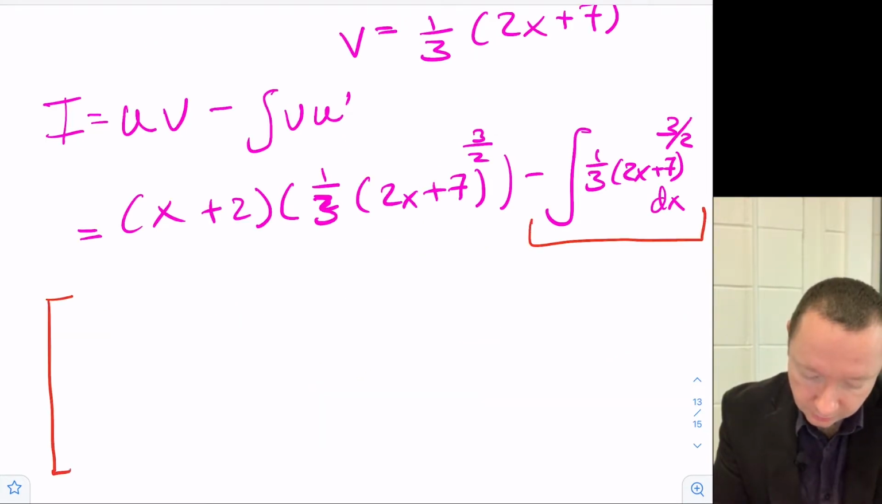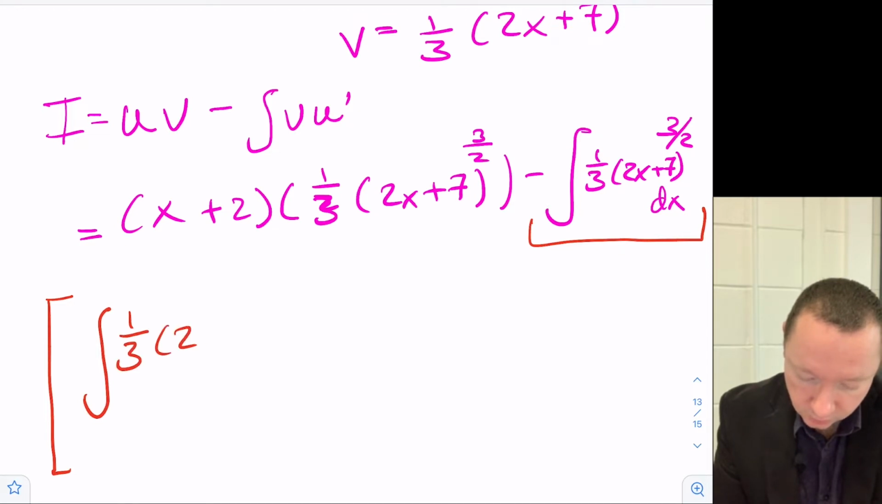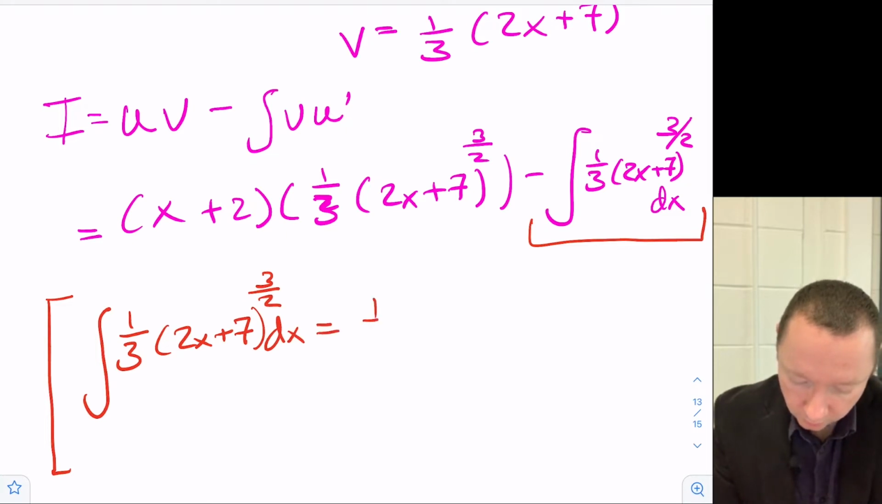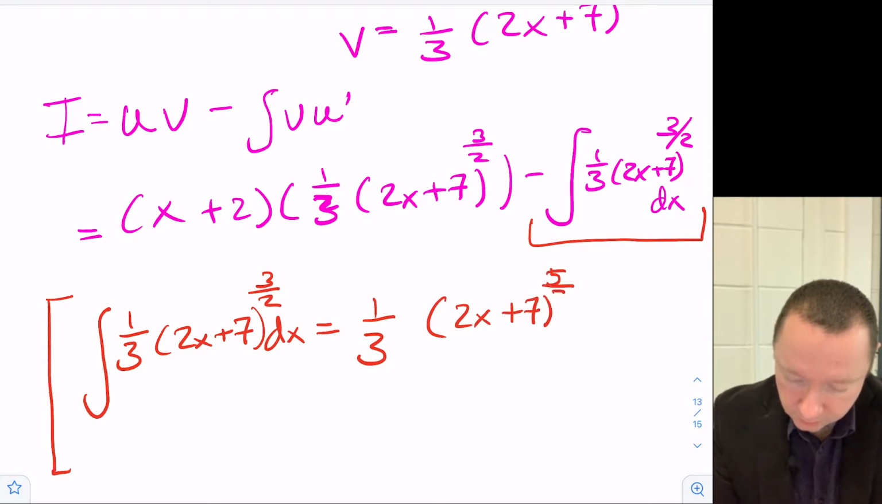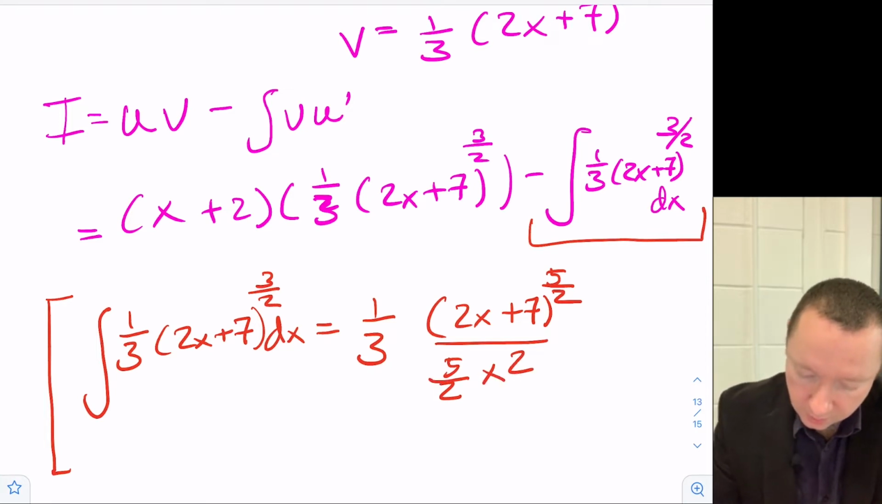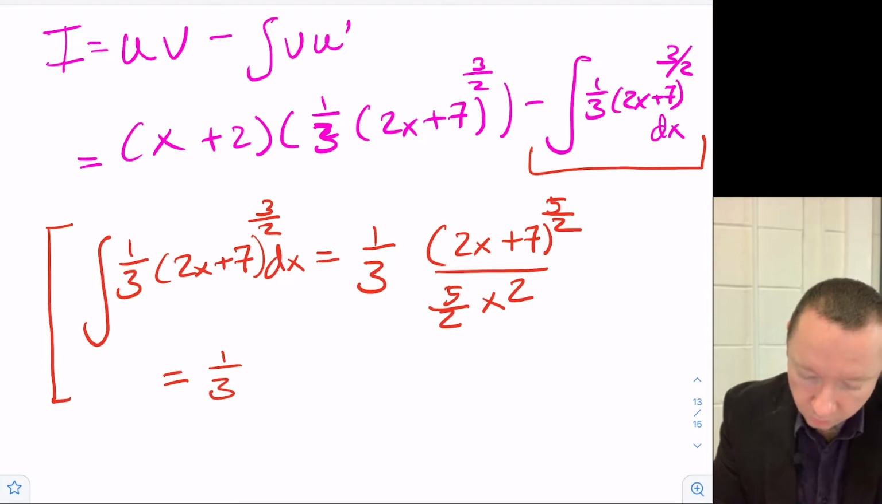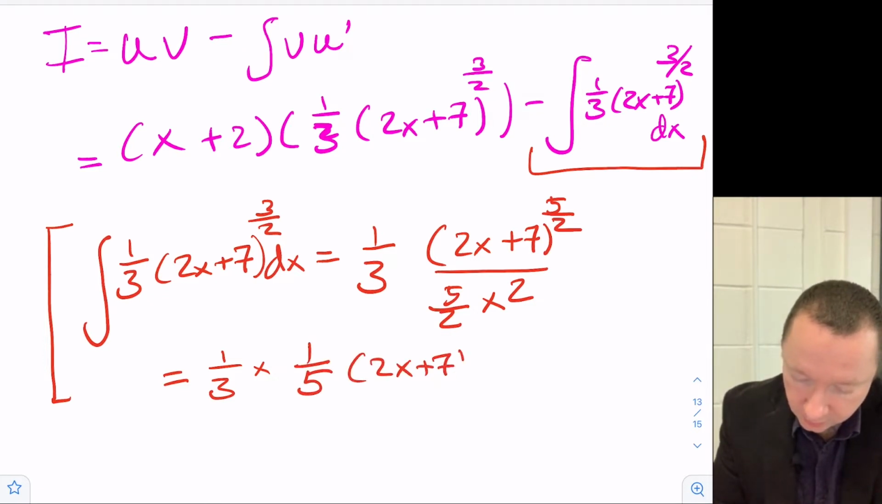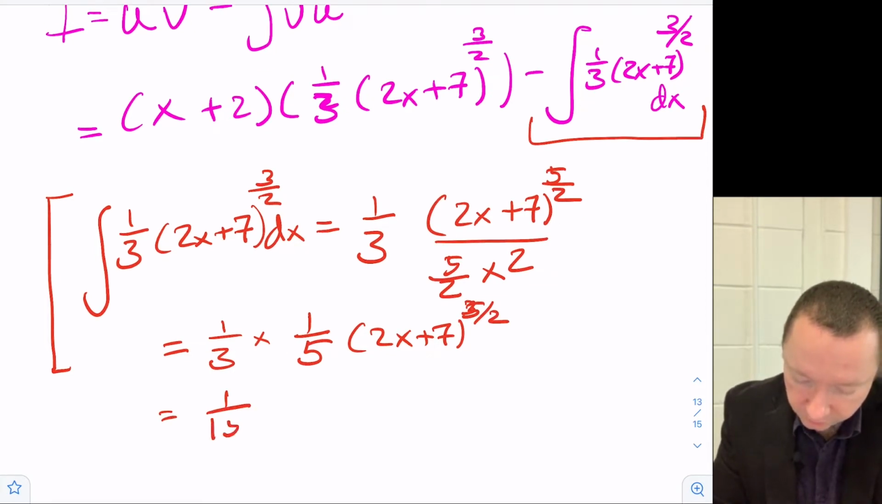So as an aside, the integral of 1/3 (2x plus 7) to the 3 halves dx equals 1/3, add 1 to the power, divide by the new power, times 2. 1/3 times, that'll be 1/5 (2x plus 7) to the 5 halves, which is 1/15 times (2x plus 7) to the 5 halves.